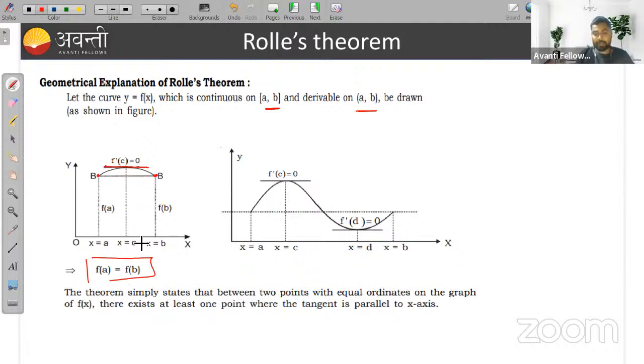That is f of a is equal to f of b, so it is already given to me. So here c is a point lying between a and b where the slope of the tangent is 0, or we can say f dash of c is equal to 0. This is all about Rolle's theorem. So let's see.